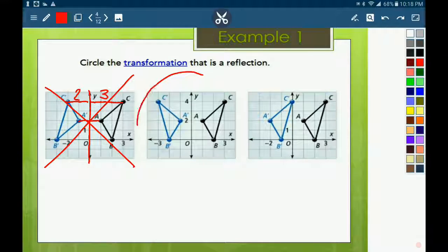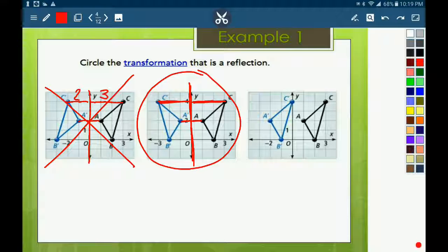I do see a reflection, however, in the second one. Notice if we were to draw the line of reflection, the line that sits in between the two mirror images, A is 1 unit away from the line of reflection, and so is A prime. C is 3 units away from the line of reflection, and so is C prime. And then B is 2 units away from the line of reflection, and so is B prime. So that one definitely is a reflection because they are equidistant from that line of symmetry.